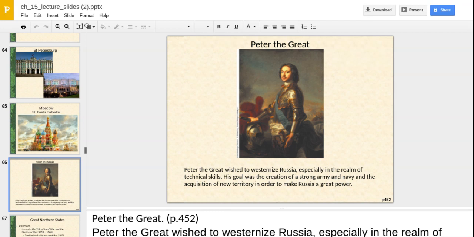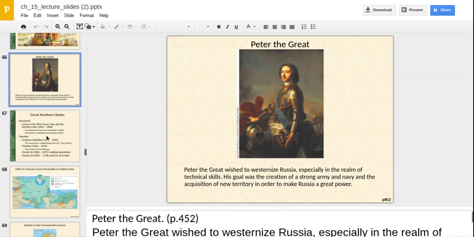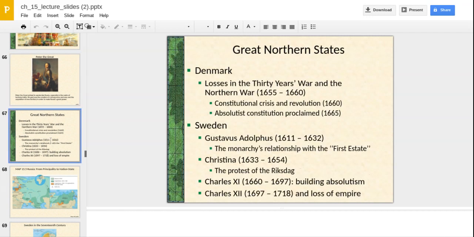Again, Peter, he's an interesting guy. He's got lots of stories about him. You can do a little further research on the great northern states such as Denmark and Sweden. Just, you know, quick little backdrops on them.